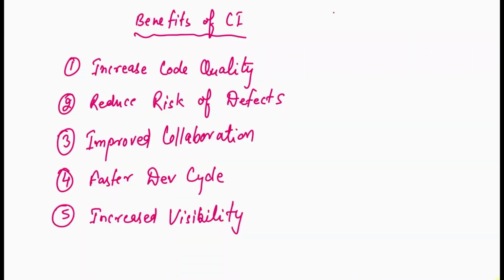Now let's talk about the benefits of CI. Although there are many benefits, we are here going to talk about these five benefits. The first benefit is that it increases the code quality. So how does it increase the code quality? By catching errors in the early stage itself.